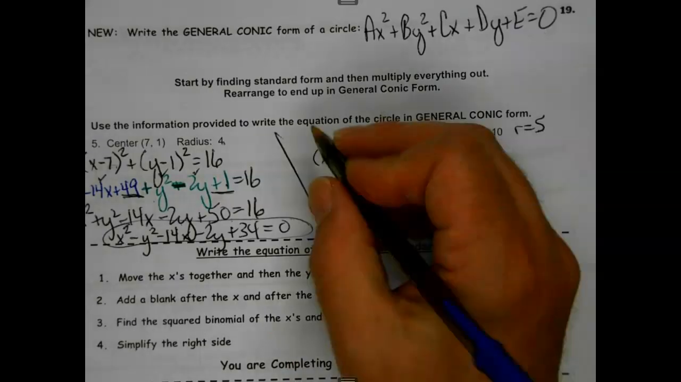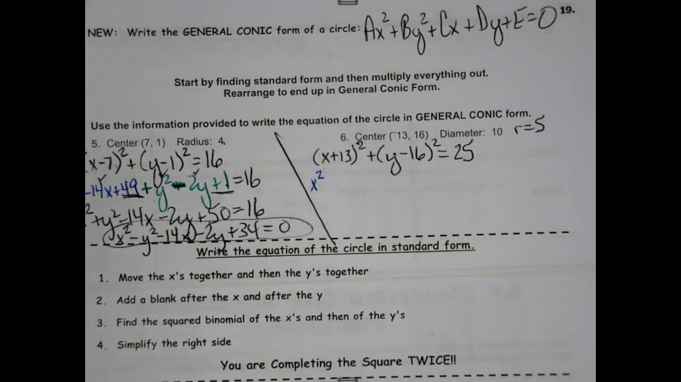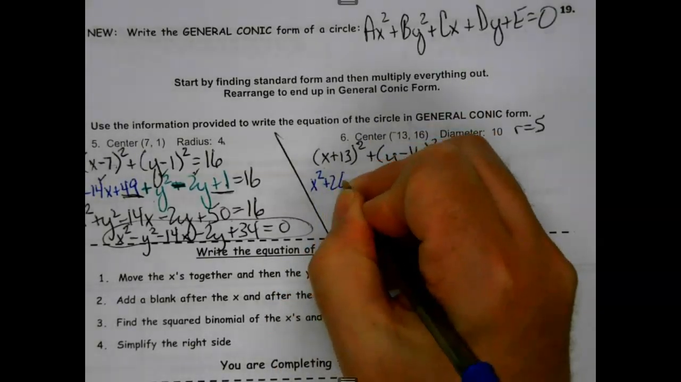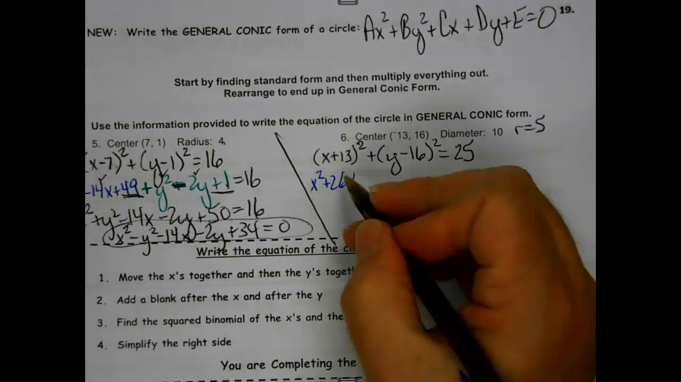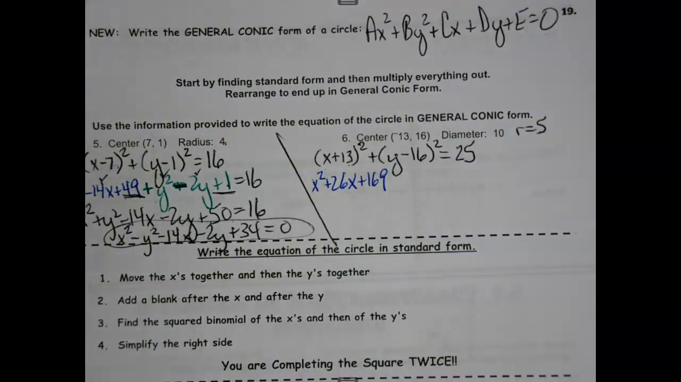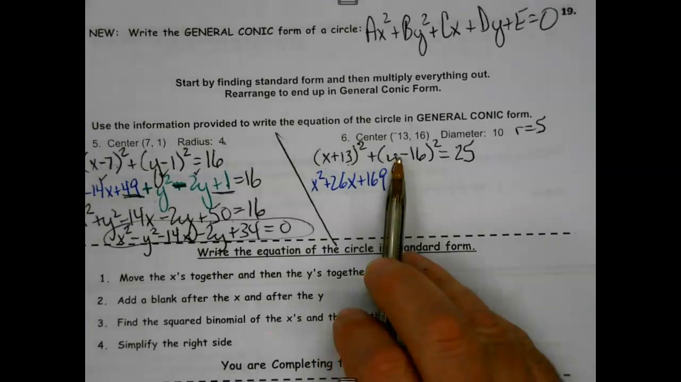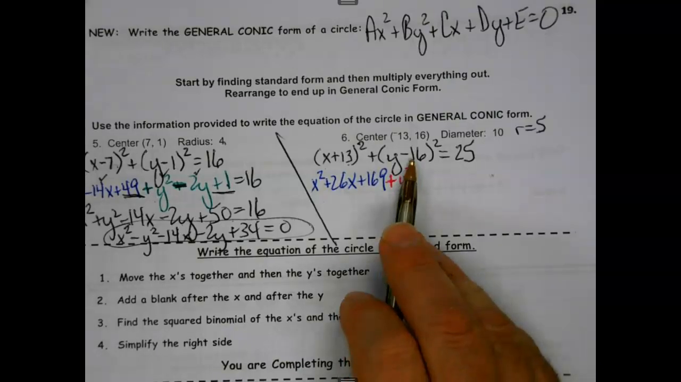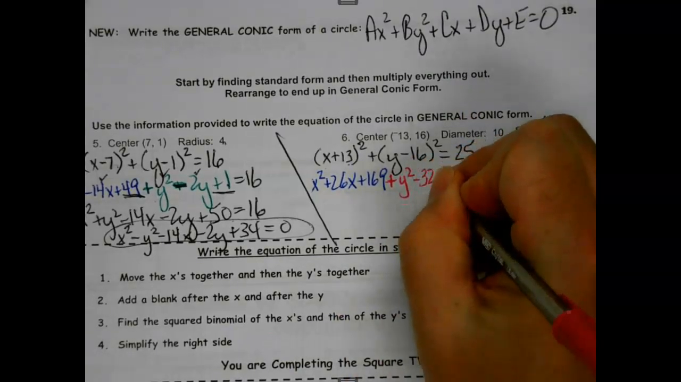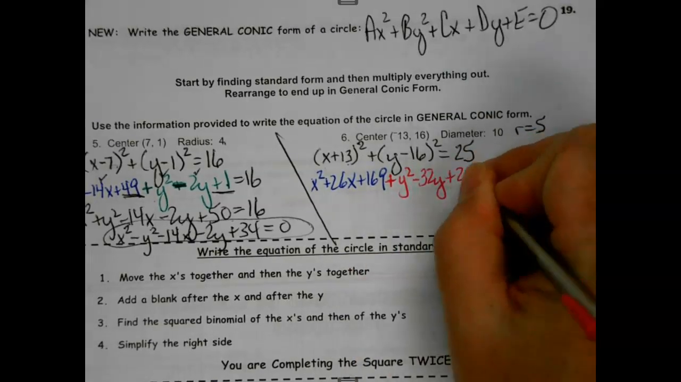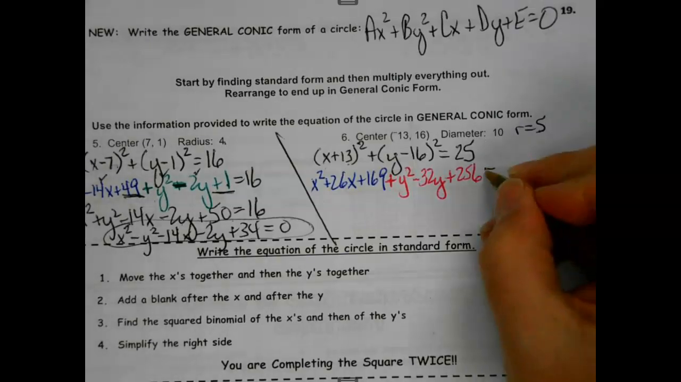We're going to FOIL this without foiling. All right. Square my first term. Double the positive 13 is positive 26x. Square that: 13 squared is 169. Same thing here. Y squared. Double the negative 16 is negative 32y. Negative 16 in parentheses, if you're going to the calculator, squared, it's got to come out positive, is 256.